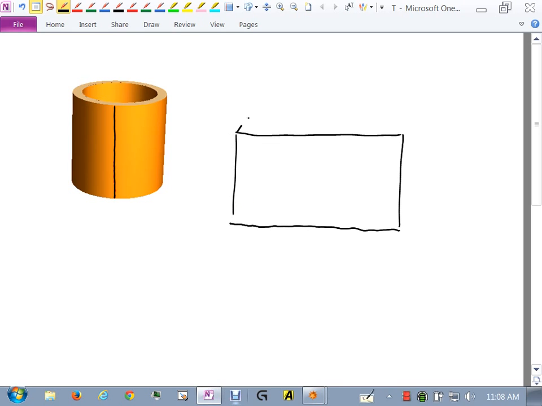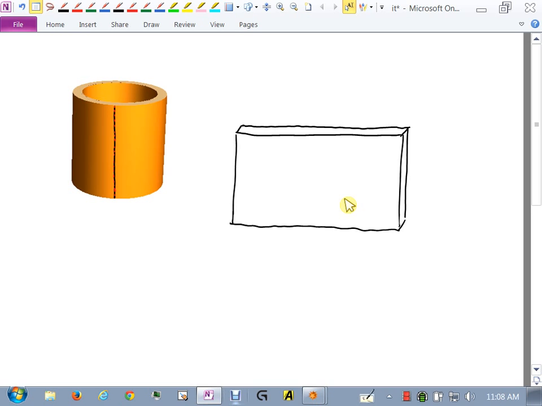It would have a little bit of a depth to it here. And that is a what? A parallelepiped, right? That's your rectangular box. Parallelepiped. So what's the volume of a parallelepiped? Length times width times height.